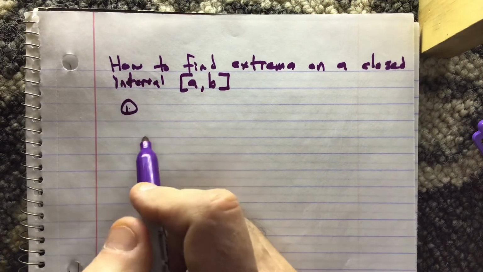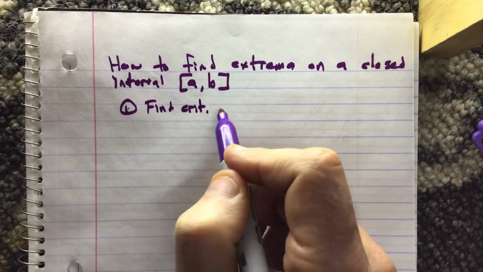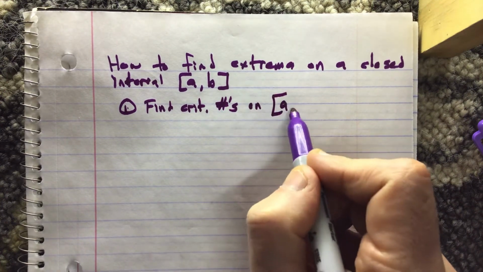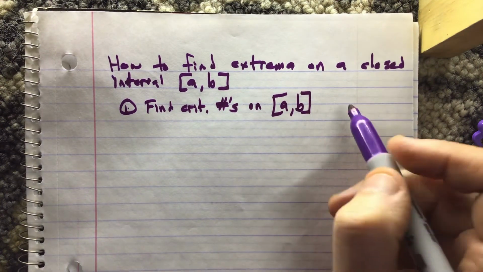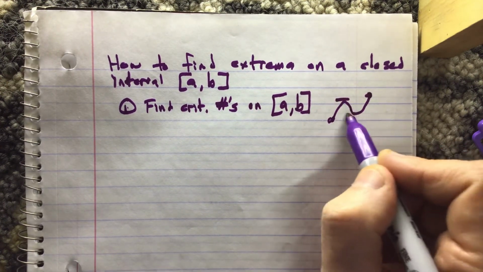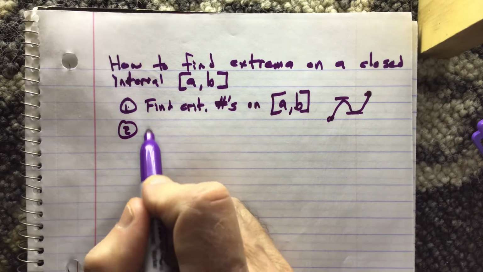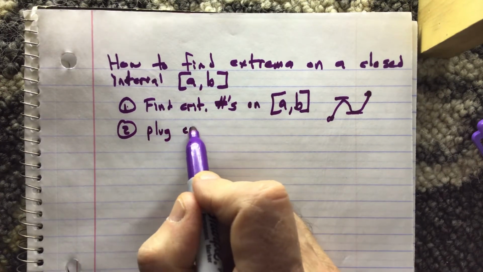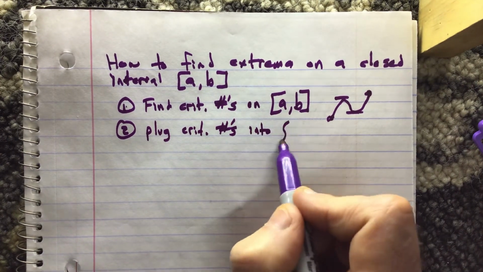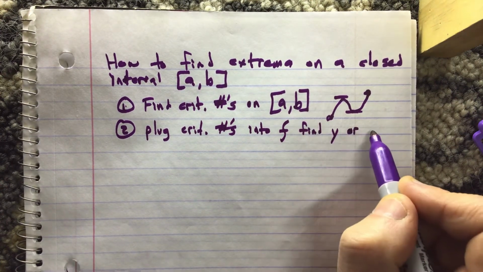So step 1, find the critical numbers, and by that I mean set the derivative equal to 0 on AB. So going back to the previous picture, you're on a closed interval, where does this thing have a slope of 0? So find the derivative, set it equal to 0. Step 2, plug in those critical numbers into the original function f to see what y value you get, to find y or f of x.